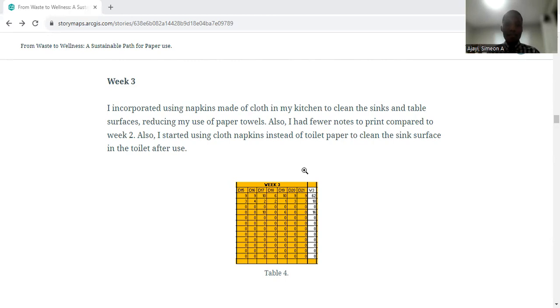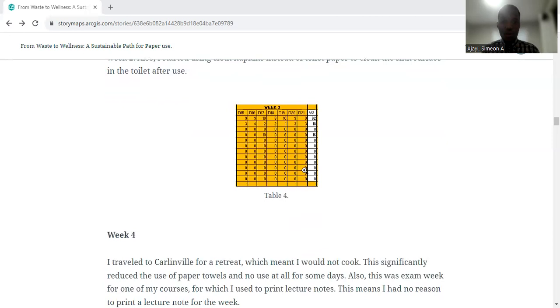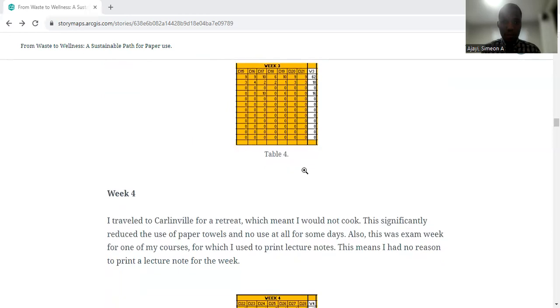However, I noticed that I was becoming aware of the amount of paper product I was using or producing per week. So a subtle awareness brought about a subtle reduction in the number of paper products I used. That's why there's a little reduction in the number of paper products that has been generated here.